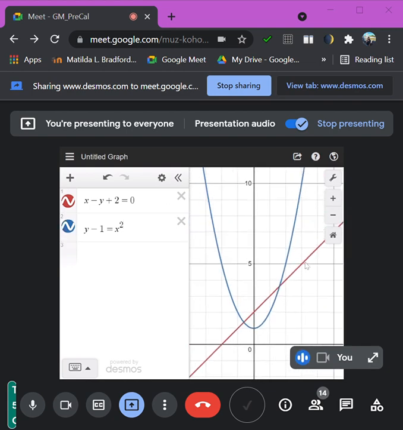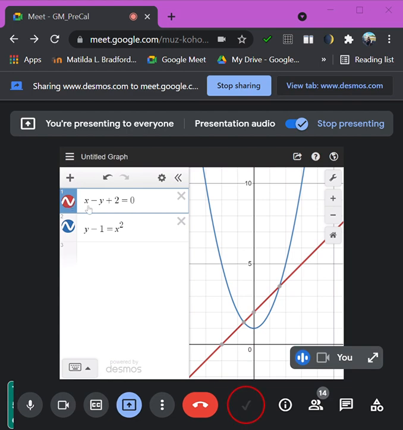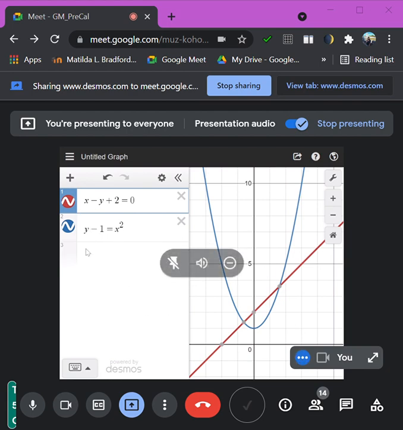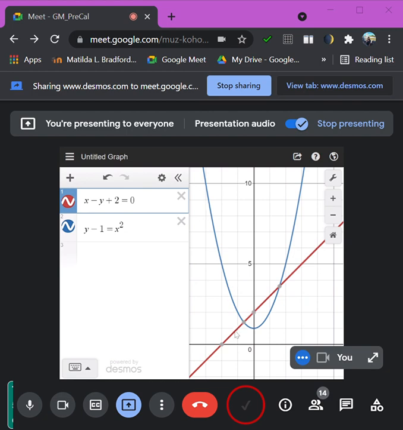So this one is linear, our given x minus y plus 2. And then y minus 1 is equal to x squared. That is a parabola, in which its form opens upward.